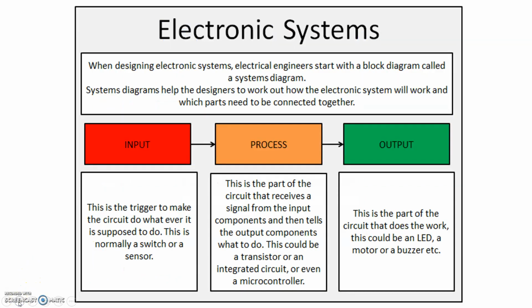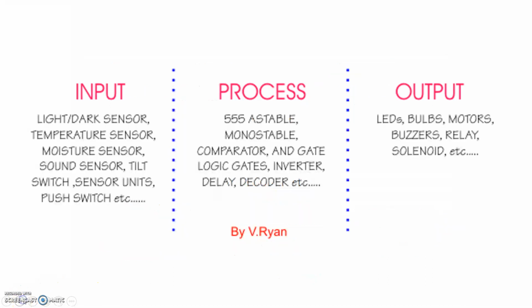Now when you're looking at input, process, and output in an electronic system, the input is the trigger for the circuit, whatever's going to make it work. It's normally a switch or a sensor. The output is how you know it's doing something, so it's LEDs, motors, buzzers. It's going to make a sound or light or movement. And the process components are everything else in between that make the circuit do the work. Some of the examples of the different input, process, and output components are here.